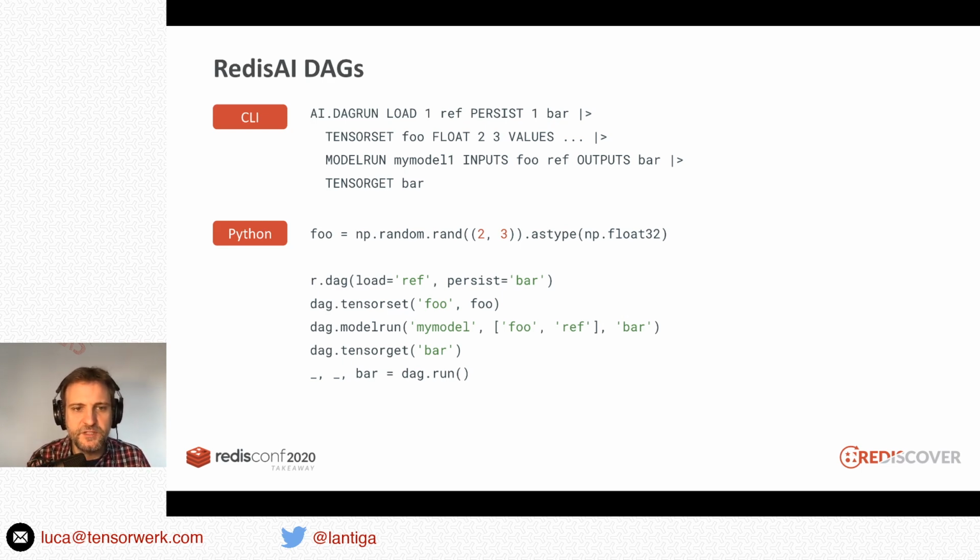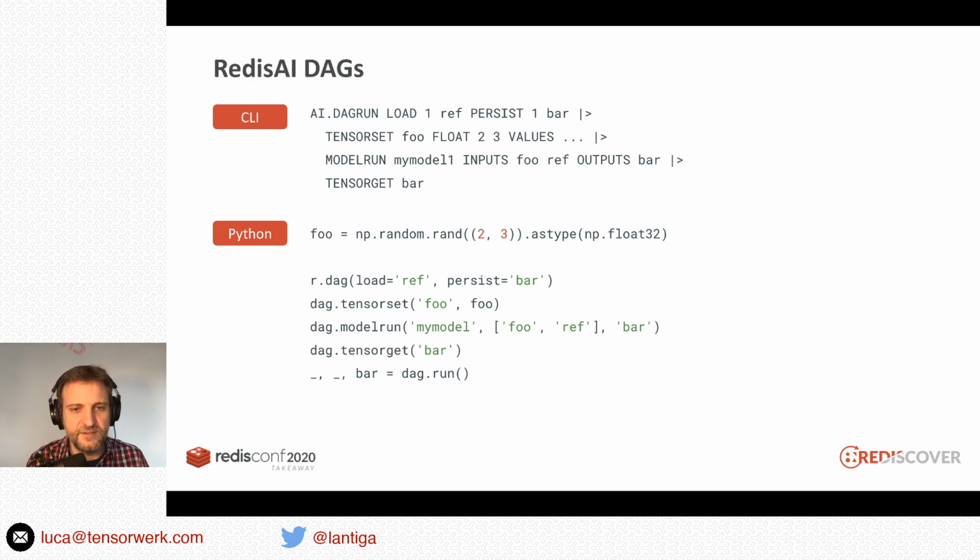And the output of a DAG run, you see it in the second example from Python. It's really the output of each line that you have in the specification of this little program. So in this case, we have 3 lines, 3 commands: tensor set, model run, tensor get. We'll have 3 outputs, and maybe we're only interested in the last one, bar, which is the output of the tensor get. You can see in Python how we do it.